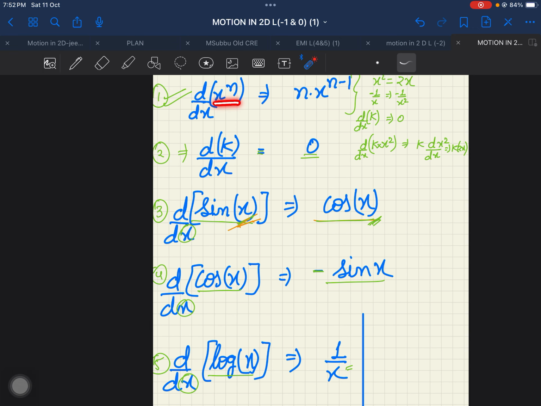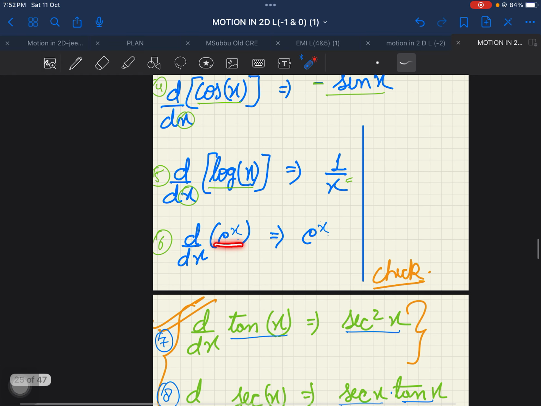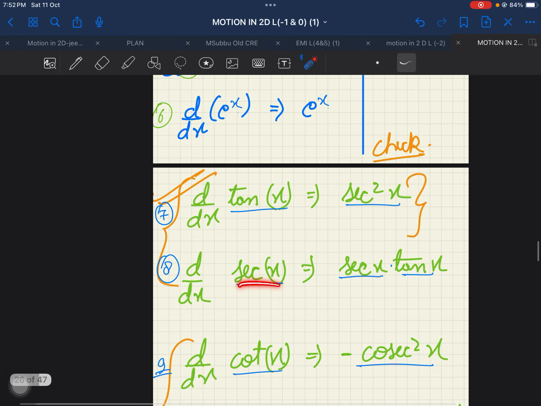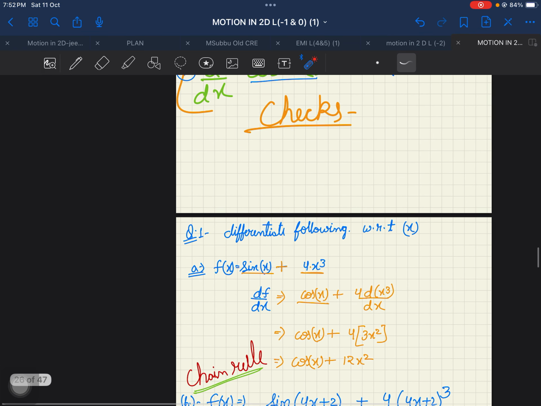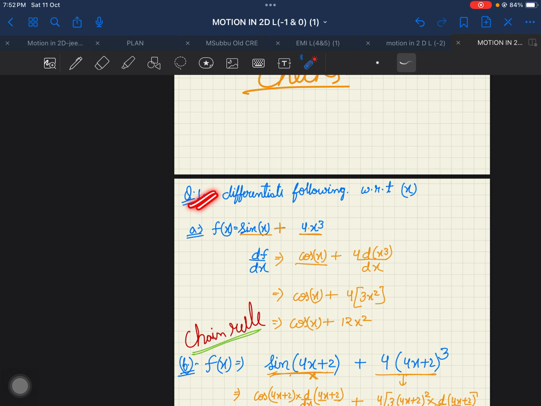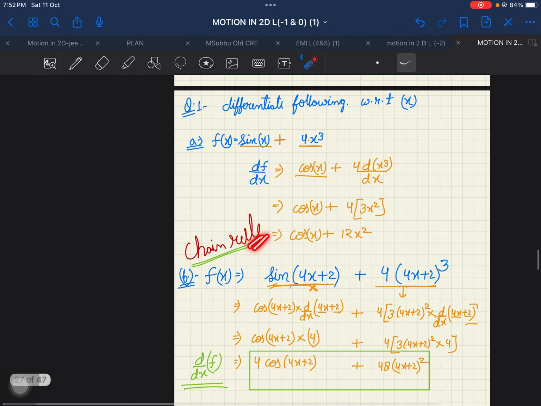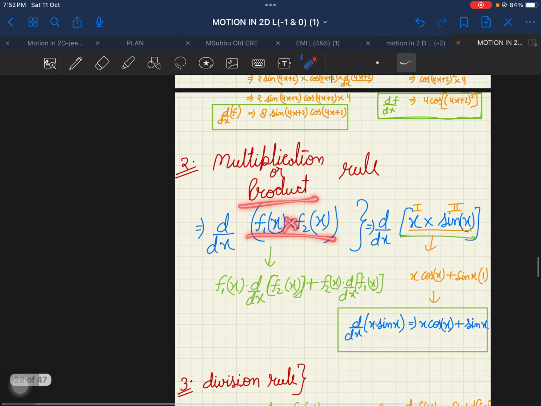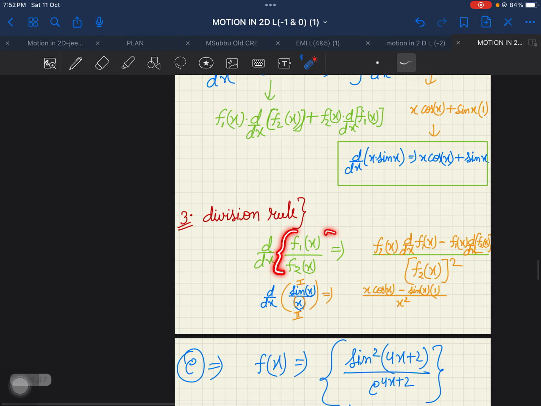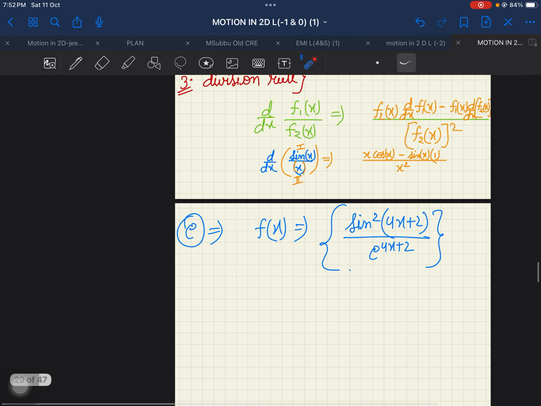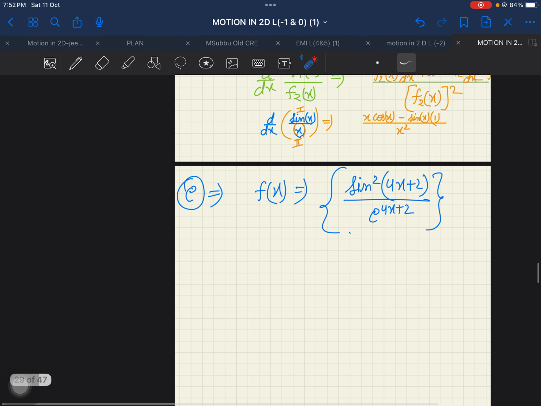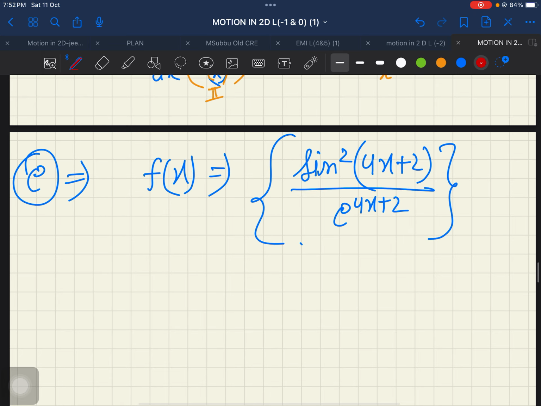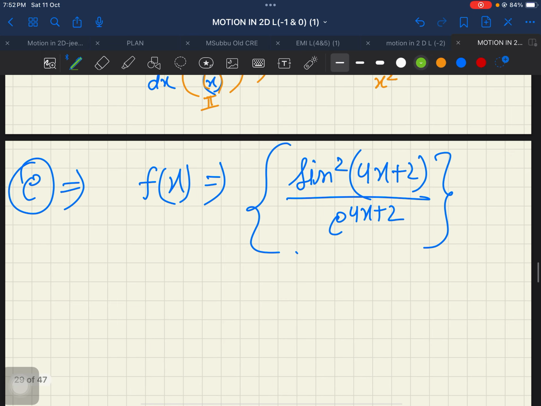Formulas of x to the power n, k, sin x, cos x, log x, e to the power x, tan x, sec x, cot x, right? So these formulas we have checked. We have also solved some numericals based on the chain rule. We have seen the multiplication rule or product rule of two functions to find the differentiation. We have seen the division rule to find the differentiation of two functions which are in division. Okay, clear? So at the end I gave you one numerical to solve. I hope you all have done that, right? So without any further ado, let me solve this for you.